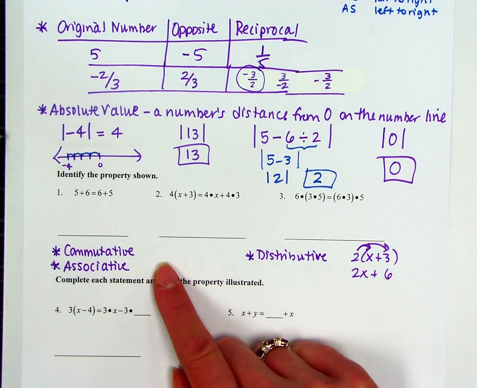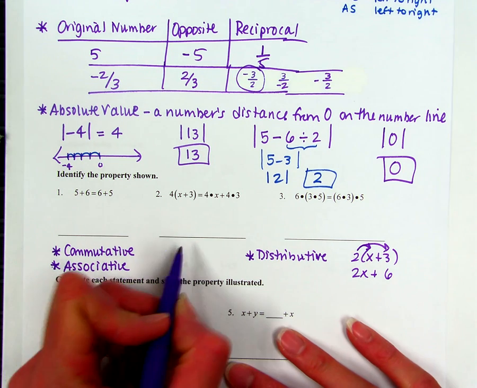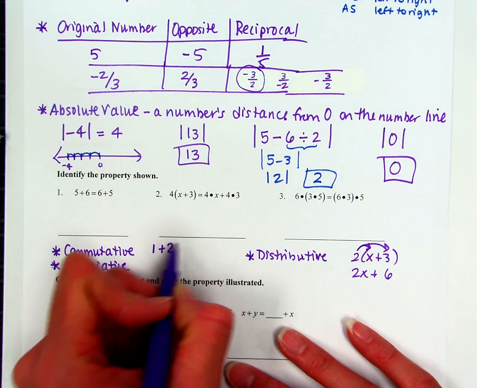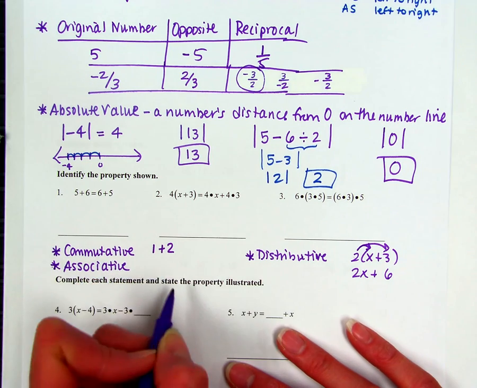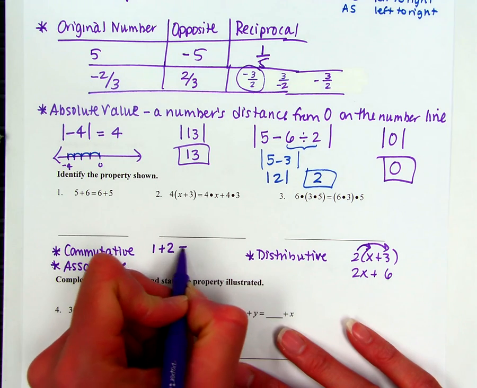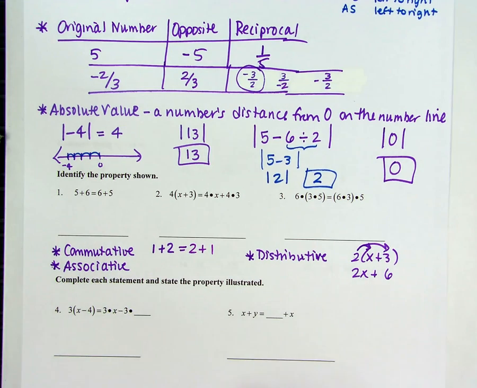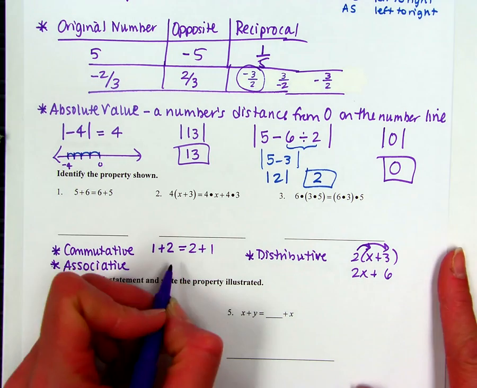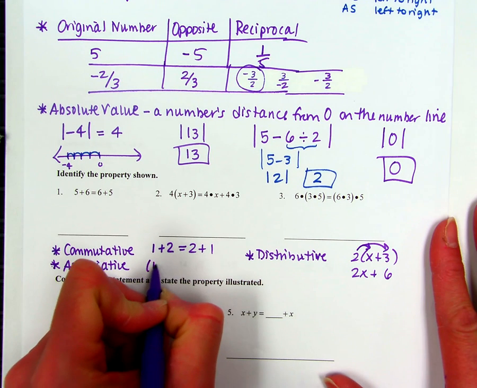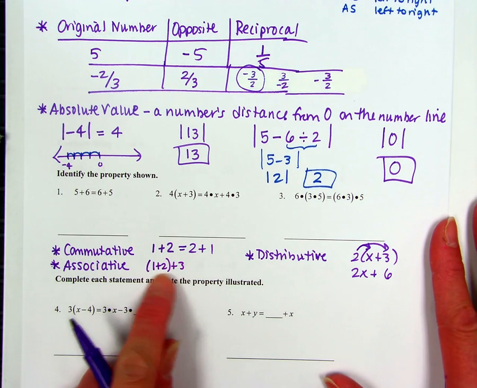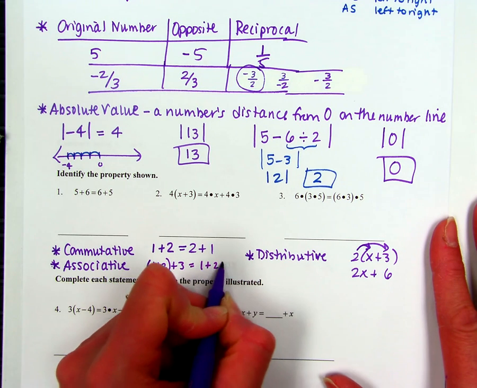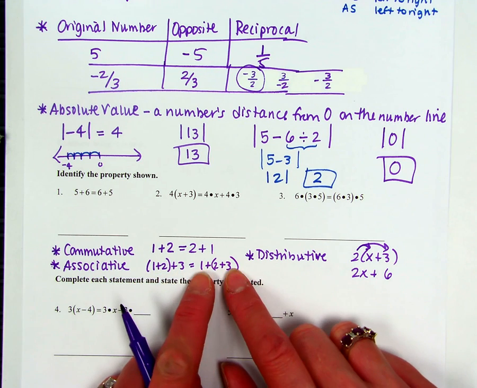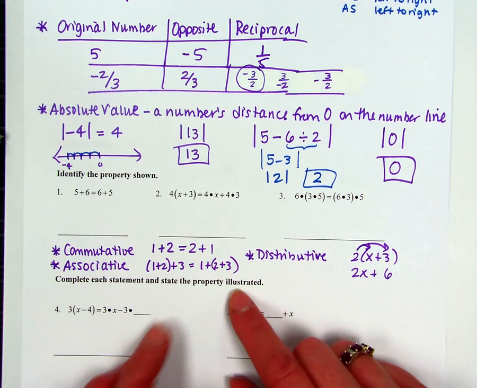Commutative property, if you think about commuting back and forth to work, it doesn't matter which order you go. Like if I go to work or to home, it's still going to be the same distance. So if I add something, 1 plus 2, it's the same as saying 2 plus 1. So the order doesn't matter. Associative property is when you associate with somebody, you're grouped together. So if I have like 1 plus 2 plus 3, and I do 1 plus 2 first, versus 2 plus 3 first, this gives me 3 plus 3, which is 6. This gives me 1 plus 5, which is also 6. So my associations don't matter.